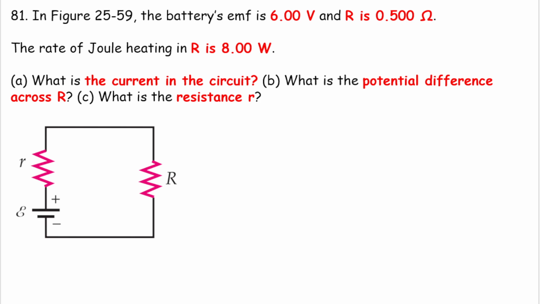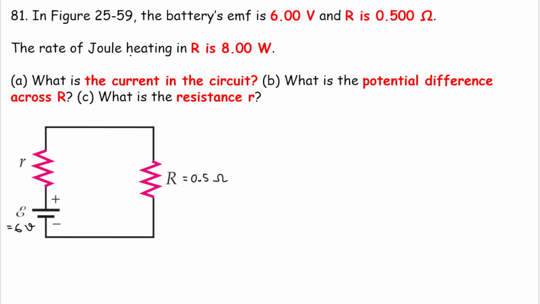Number 81, in figure 25-59, the battery EMF is 6 volt and R is 0.5 ohm. The rate of Joule heating in R is 8 watt. Okay, let's label everything in the circuit. So the EMF of this battery is 6 volt. Good. And then this R here is 0.5 ohm.